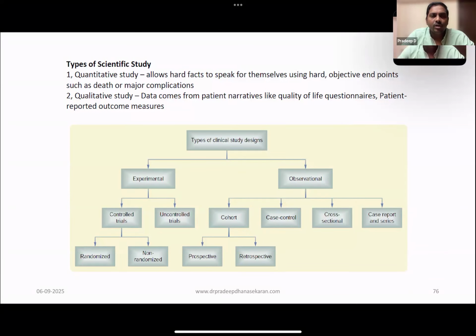Overall, they are broadly classified into experimental and observational. In observational, you have a cohort study, from cause to the effect, and then you have a case control study. You compare the selected cases with the matched controls. Then you have a cross-sectional study, and finally, case reports. Moving on to the experimental study, you have a controlled trial and an uncontrolled trial. Among the controlled trials, you have further blinding in the form of randomized control trial versus non-randomized control trials.